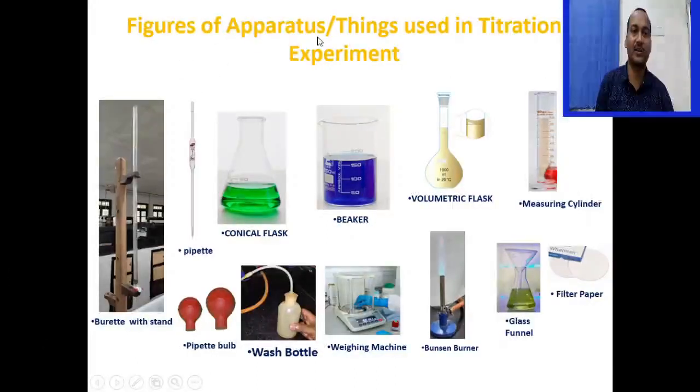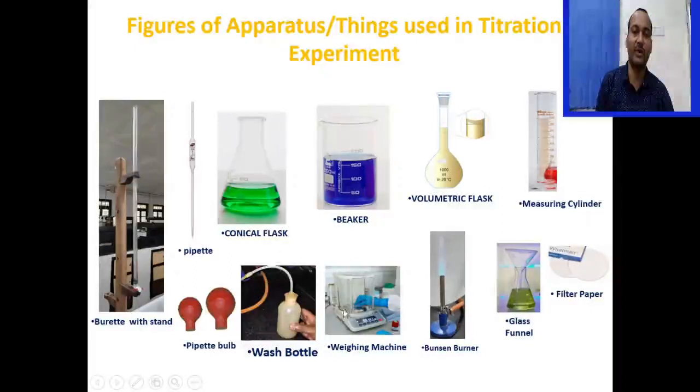So here are the figures of apparatus or things that are used in titration experiment. So we need burette, pipette, conical flask, beaker, volumetric flask, measuring cylinder, wash bottle. So we need to clean all these glasswares with the wash bottle before use. And maximum volume for burette is 50 ml, and we need to rinse the burette and pipette 2 to 3 times before we use the exact solution.